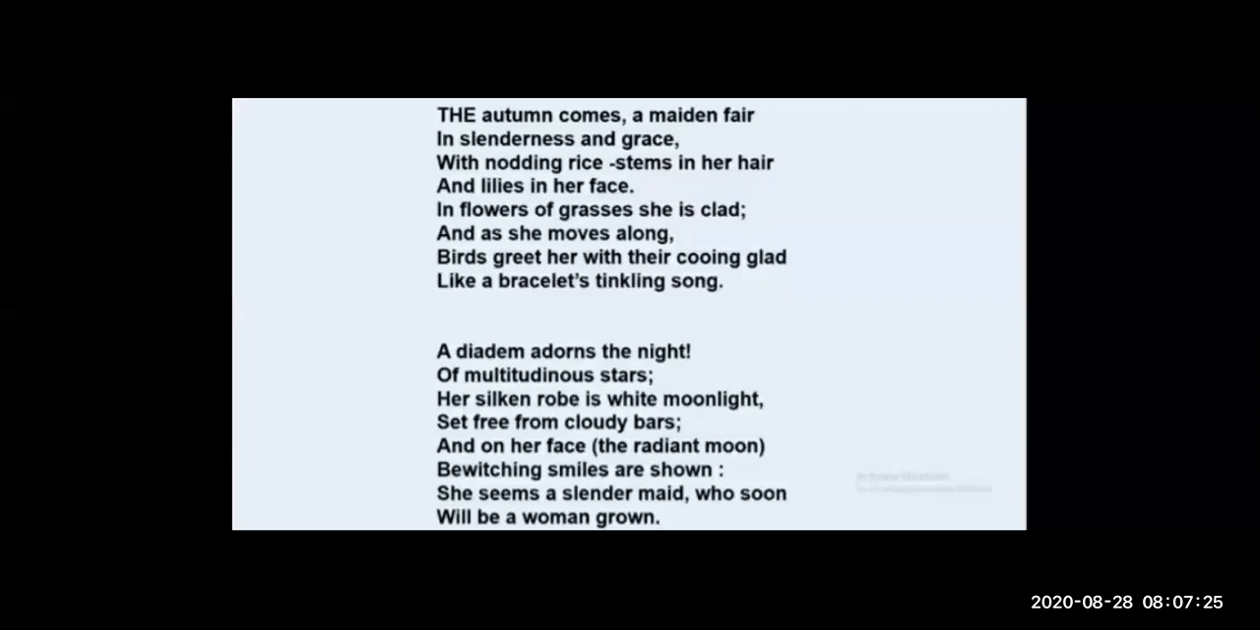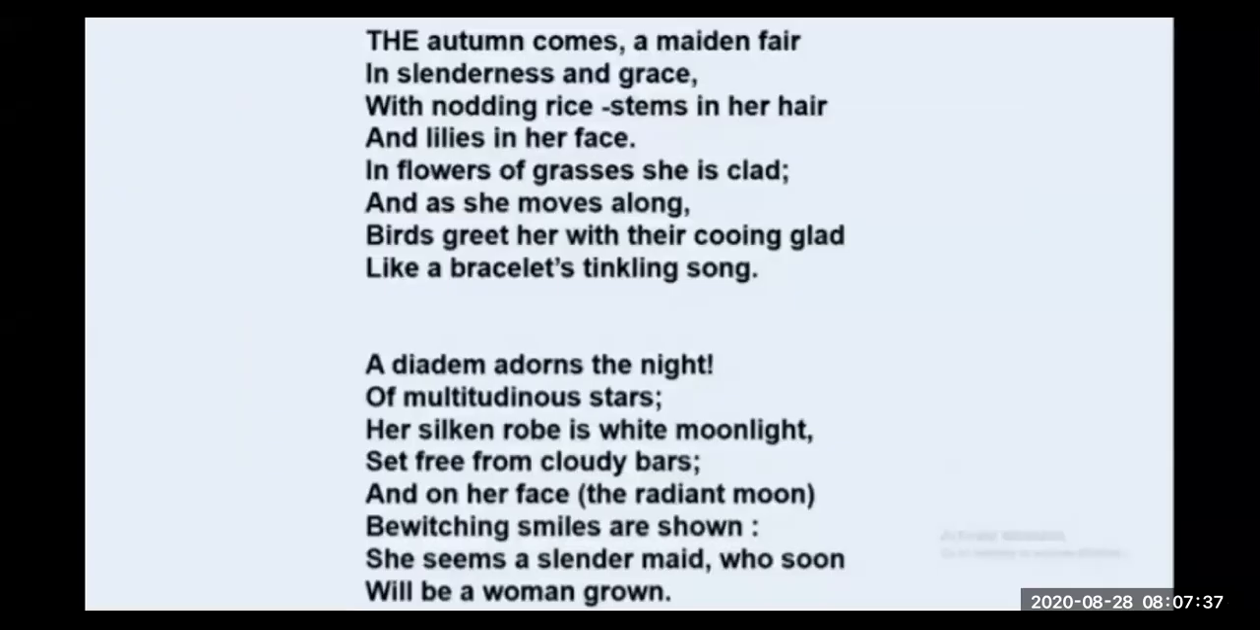Now, what is the meaning of a maiden fair? A maiden fair means young, beautiful girl. In slenderness, what is the meaning of slender? Slender means slim. Okay. Then, cooing. Cooing means to make a soft, low sound. Then, diadem. What is the meaning of diadem? The crown. Then, multitudinous. Multitudinous means a great number of stars. Robe. Silken robe. Robe means dress. And bewitching means to attract and interest somebody. Now let's see the explanation of the poem.